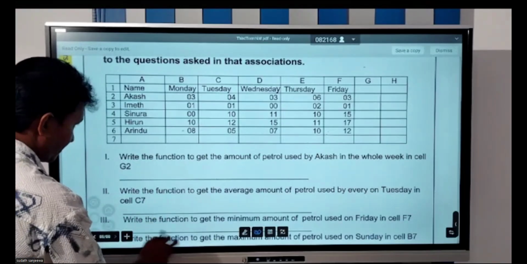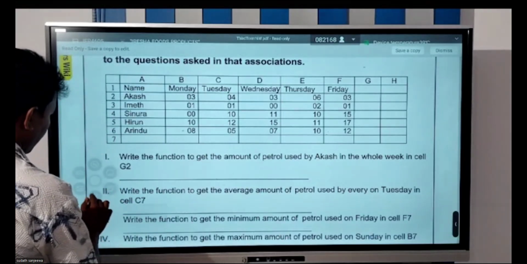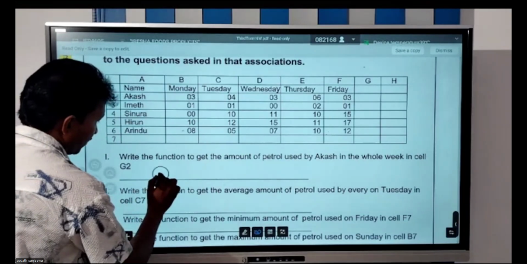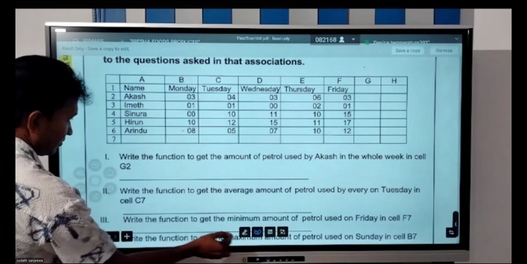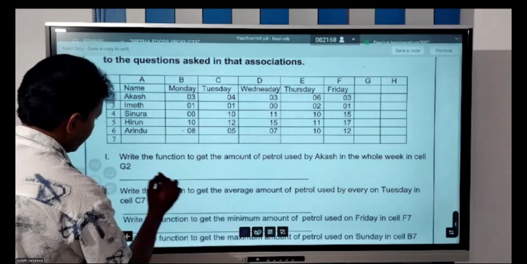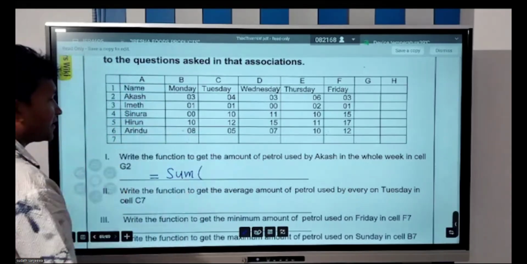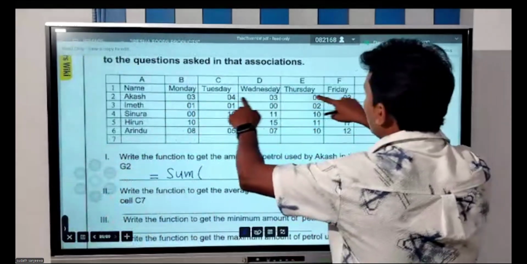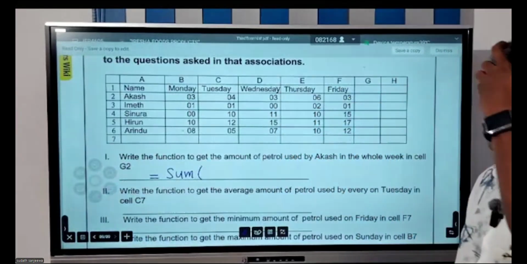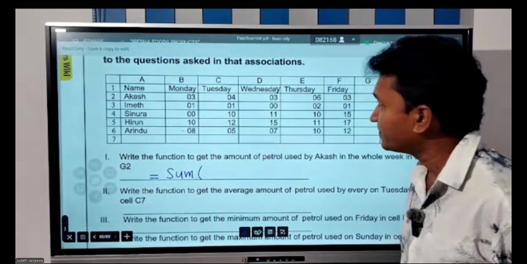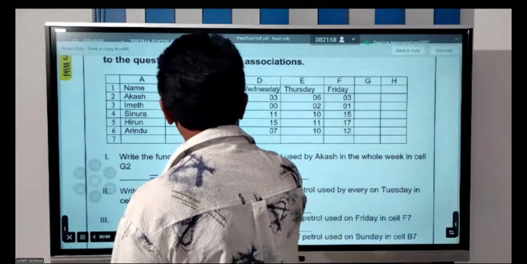Otherwise your answer will be wrong. Right? Equal sum. So this is our function. Now I want to get the total of this range. How to get the range? How to write the range here? Right? I want to get this range.